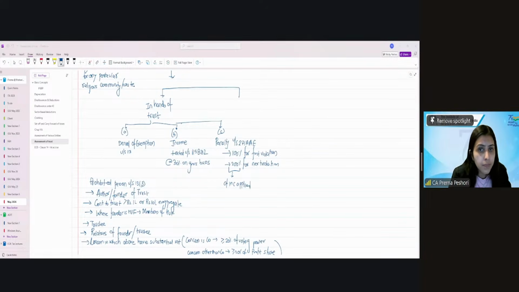Are we clear? Yes or no? Now in the hands of that person, in the hands of the prohibited person, 56 to 10 applies. Clear?